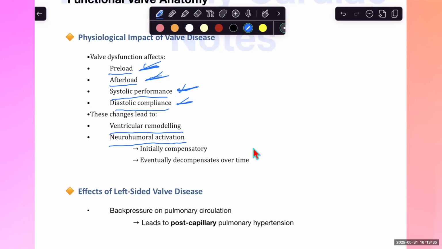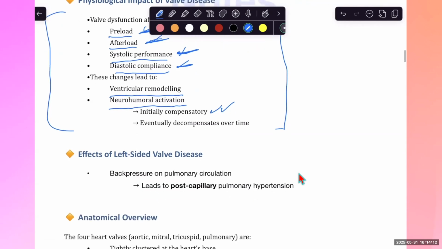These are compensatory mechanisms that initially try to compensate for the problem that the valve has caused in the preload and the afterload. So the body will respond by ventricular remodeling and neurohormonal activation just for compensation. But with time, this compensation will fade and the heart will decompensate.